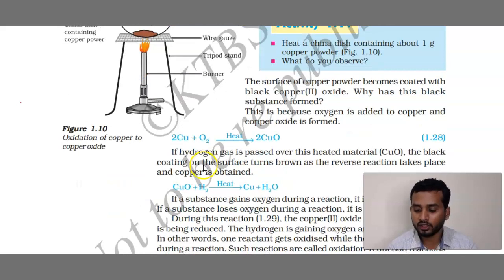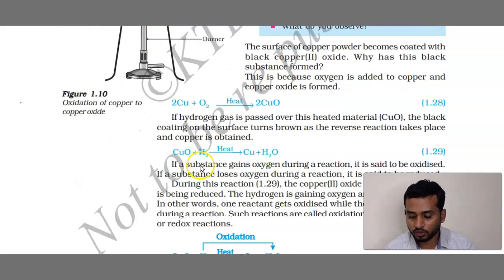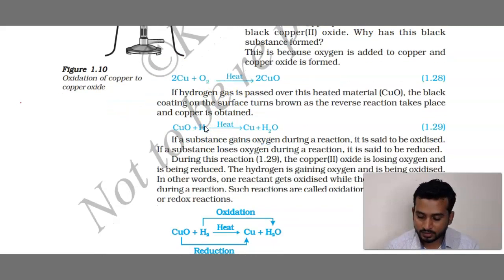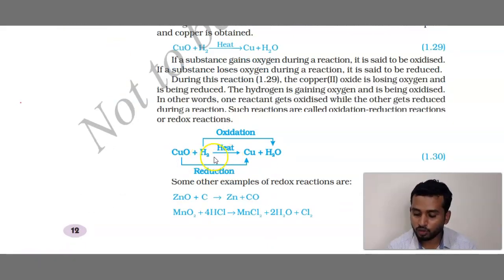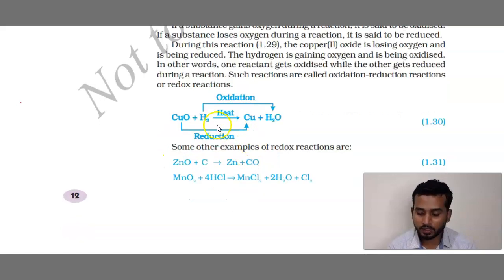What is oxidation and what is reduction reaction? They will ask you this, or they will give you an example like this: CuO plus H2 gives Cu plus H2O. They will ask you to identify where oxidation is happening and where reduction is happening. You also need to identify the oxidizing agent and the reducing agent.